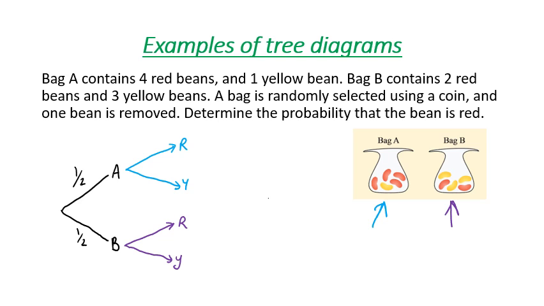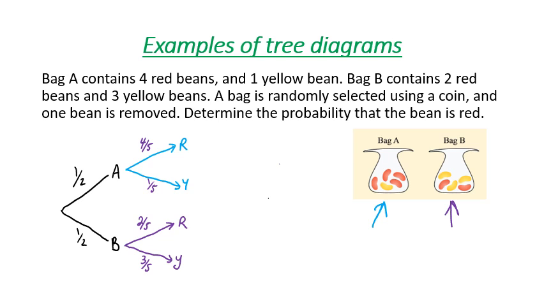Now the fraction of getting a red bean in bag A is 4 out of 5. That means that it's 1 out of 5 for a yellow, and in bag B it's 2 out of 5, and getting a yellow is 3 out of 5.